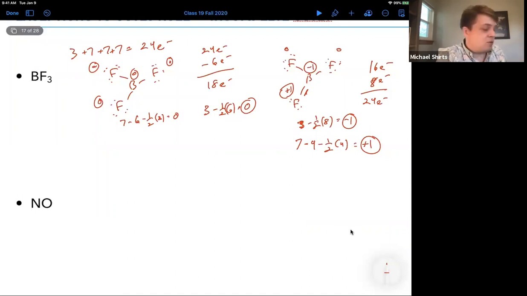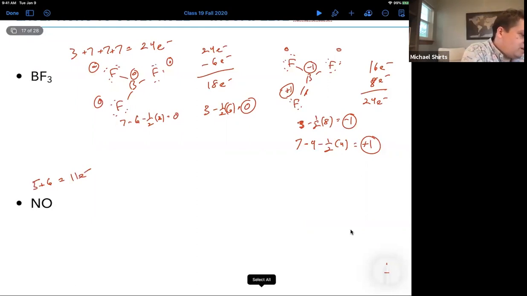Let's look at another case where you might not have enough electrons. So NO, that is not the word no, that is a nitrogen bonded to an oxygen. So let's write the Lewis structure for that. There's 5 plus 6 equals 11 electrons. So right away, you should see there's a problem brewing.